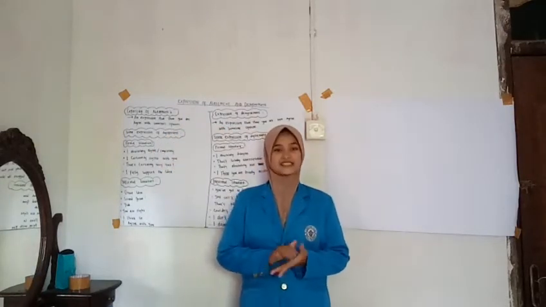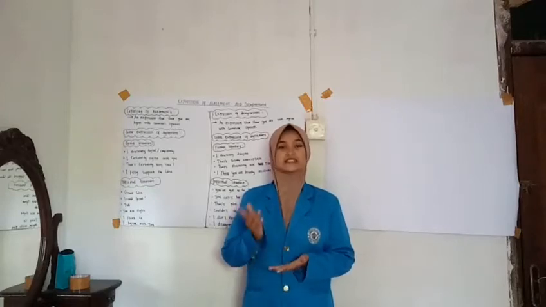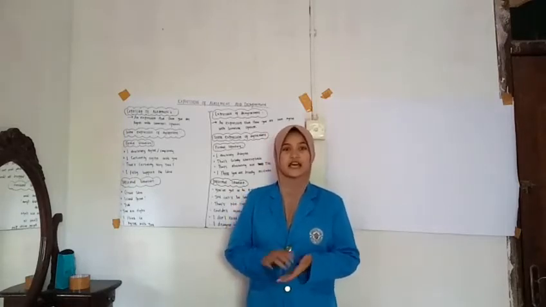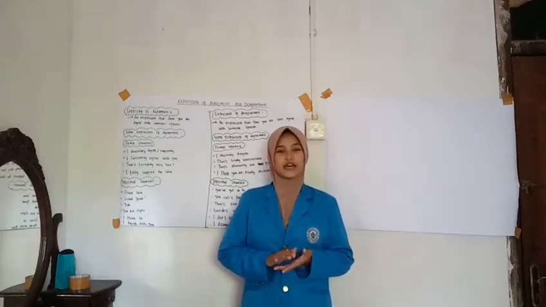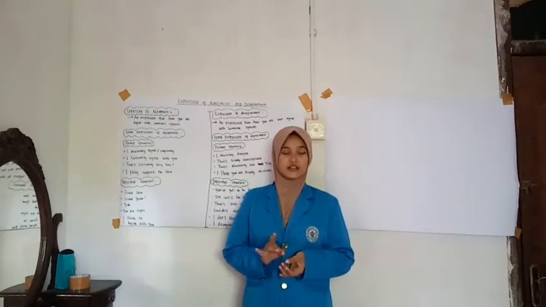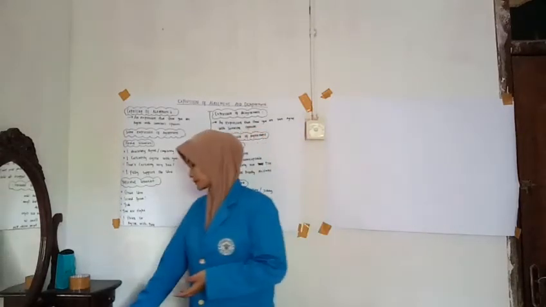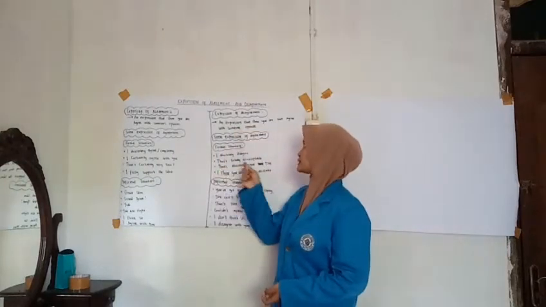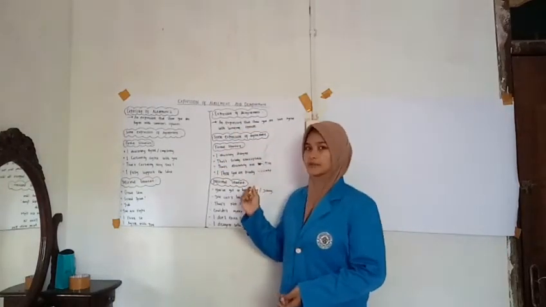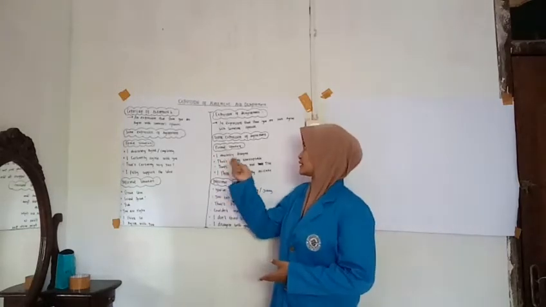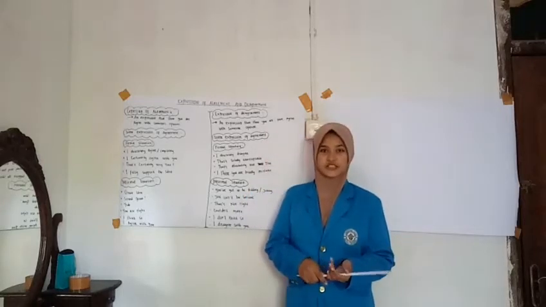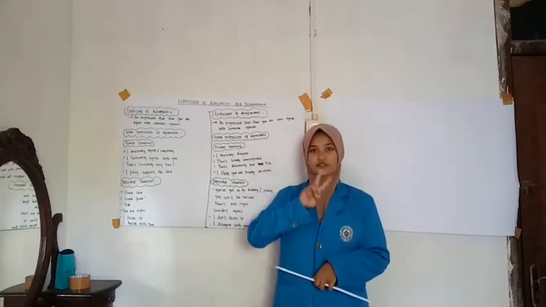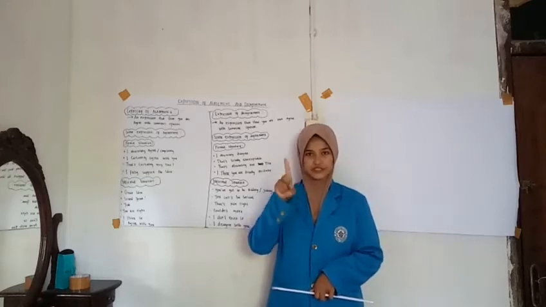Alright, class. It's time to start our lesson. Yesterday, we learned about asking and giving opinion. And today, we will learn something related to that. It's about expressing agreement and expressing disagreement. But before we discuss this expression, let me introduce the kinds of expression. We have two kinds of expression. The first is formal expression and the second is informal expression.